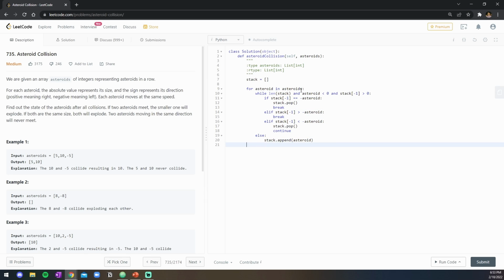Now at the end of this, we do want to return our stack because they're looking at a return statement with a list, and that should be it. So let's run our code. Yep, and just submit it.